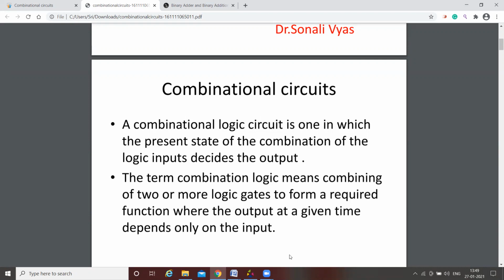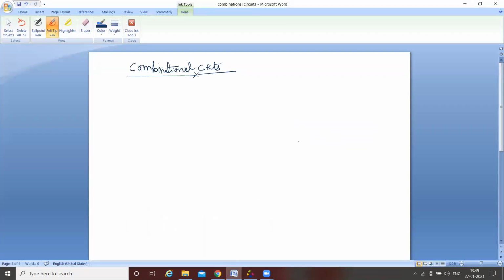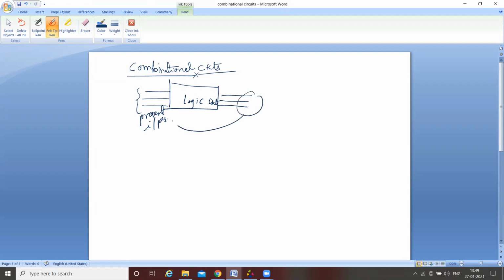So here, consider this logic circuit. There may be many internal circuits or gates, and these are the present inputs. The output of this combinational circuit depends only on the present inputs, and not on previous inputs. Therefore, it is called a combinational circuit.